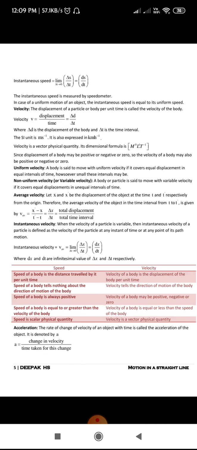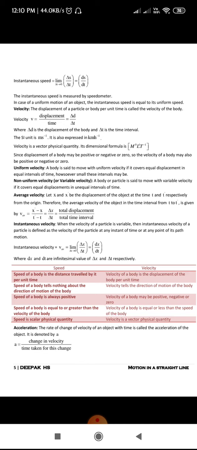So we are covering equal displacement in equal intervals of time. If that is the case, we call that velocity uniform velocity. Okay. So next is non-uniform velocity, or we call that variable velocity. So when do you call that velocity a variable velocity?